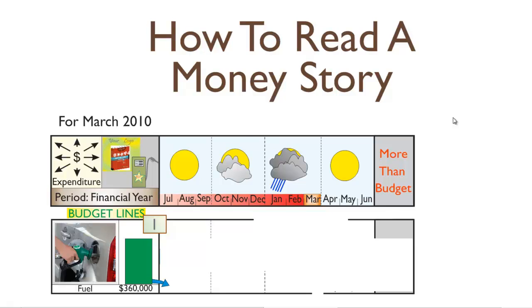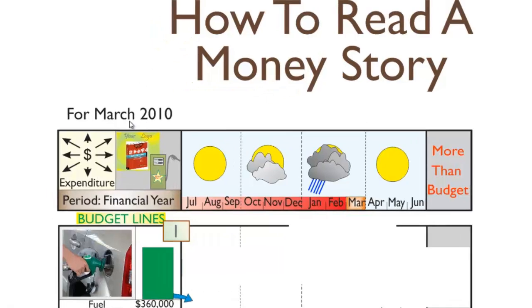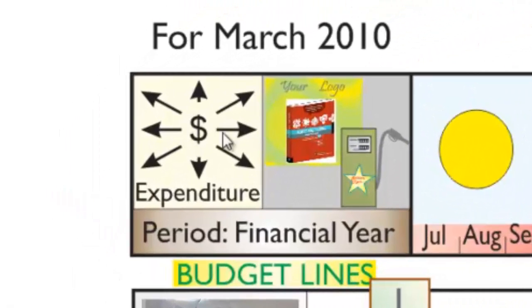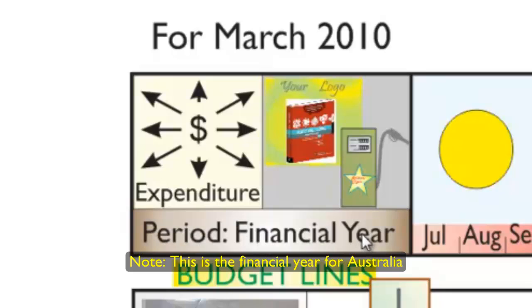This is the basics of how to explain or how to read a money story expenditure line. Now notice that the symbol here, which is expenditure, the dollar sign and the arrows flowing out. Your logo would be in here, and this just says what the period is for. Here it's the financial year, but it could be any period.